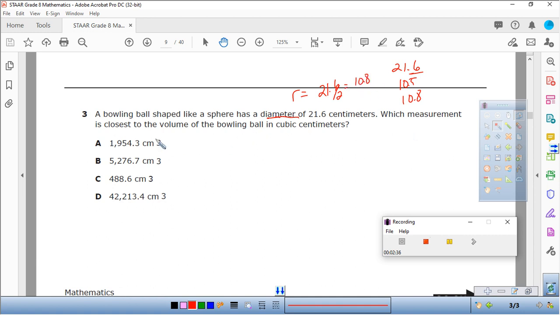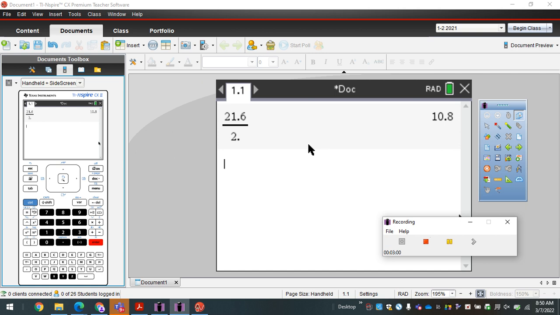Which is the measurement closest to the volume of the bowling ball? The volume would be 4/3 pi radius cubed. So 4/3 pi times 10.8 cubed. And now would you use a calculator? You take a pause and turn on the calculator. Hold on. Okay, so here we go. I got the calculator on, so 21.6 divided by 2 is 10.8.